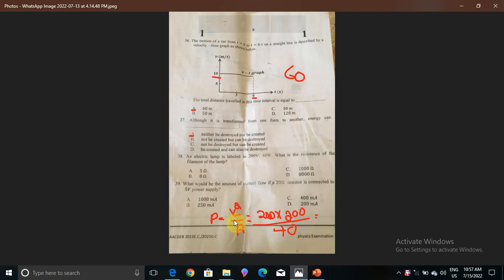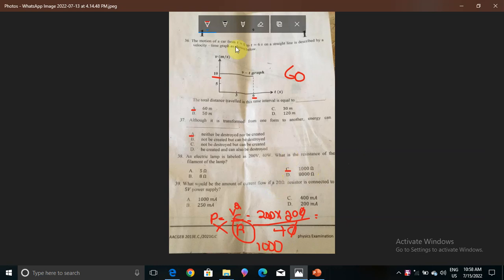because we want to find resistance, right? If we make a crisscross, power will be down, and R is equal to V squared over P. So that means 200 times 200 over 40. Then cut 0 by 0, and after multiplying it, you will get 1000. So the correct answer for question number 38 is choice C, 1000 ohm.